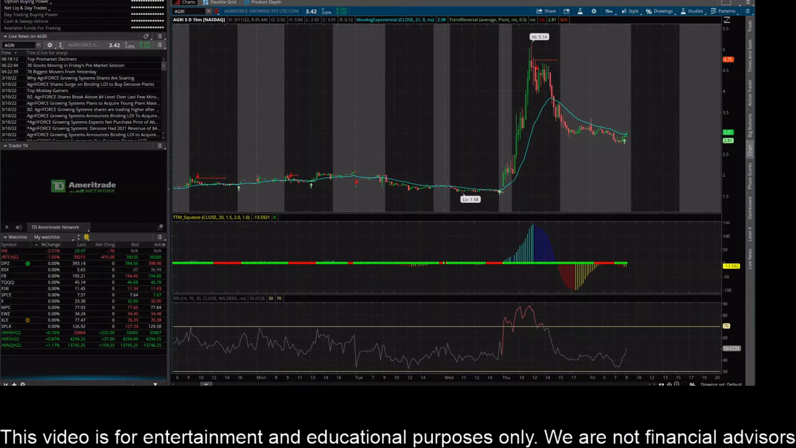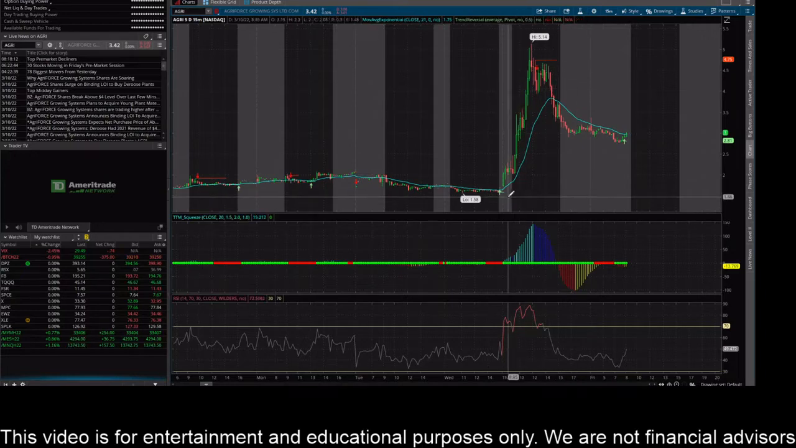I want to provide an update here on ticker symbol AGRI, or AgriForce Growing Systems. I also want to show just how to draw out the Fibonacci levels on the chart here in ThinkorSwim, and I also wanted to go over a few new trades that I got into. So first, let's take a look here at AGRI and throw up the Fibonacci levels here.